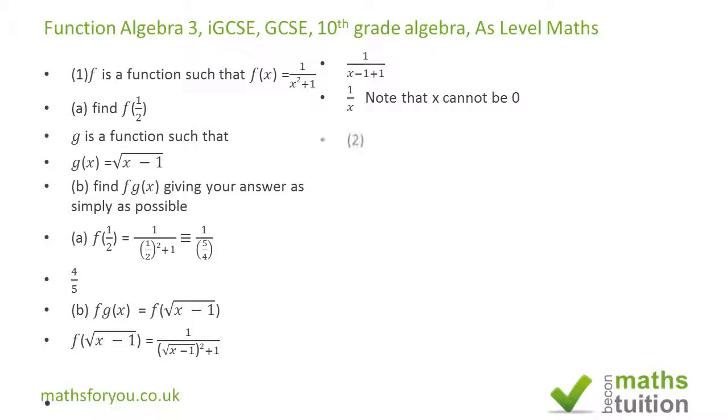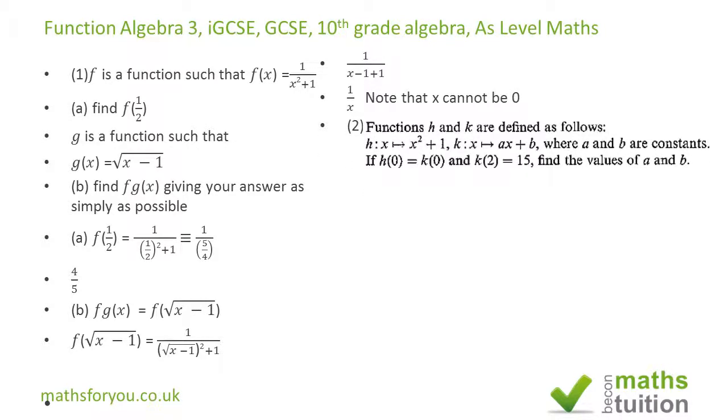Okay, now for question 2, we have that functions h and k are defined as follows. For function h, x maps into x squared plus 1. And for function k, x maps into ax plus b, where a and b are constants. If h of 0 is equal to k of 0 and k of 2 is equal to 15, find the values of a and b.